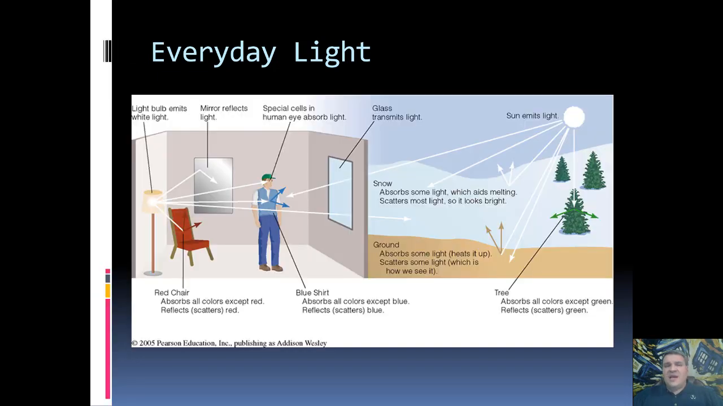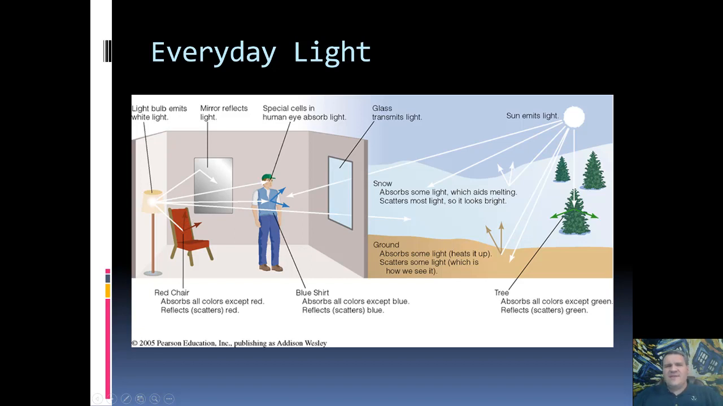So in this image, we actually have examples of all of these different things. For emission, we have the sun. The sun absolutely emits light, as well as a light bulb. Light bulbs emit light. For absorption, we actually have many different examples. We have the red chair, the blue shirt, and the green trees.